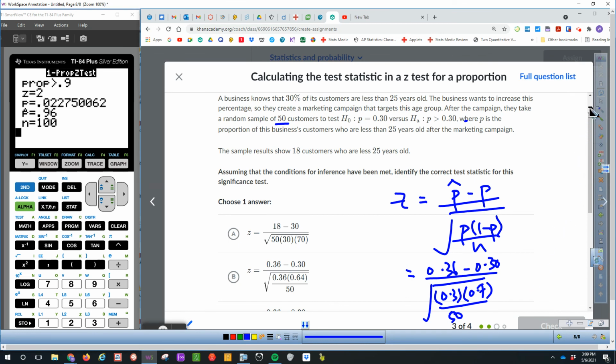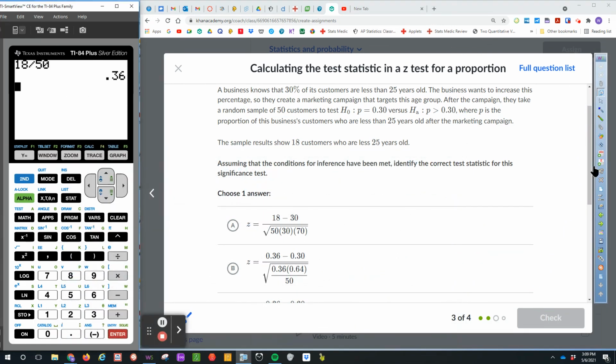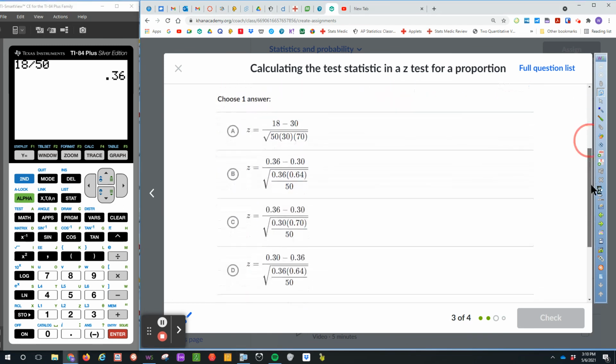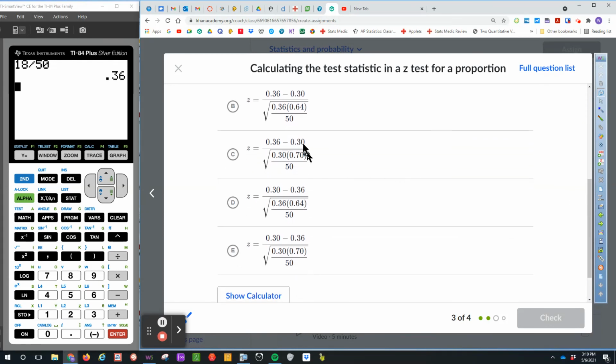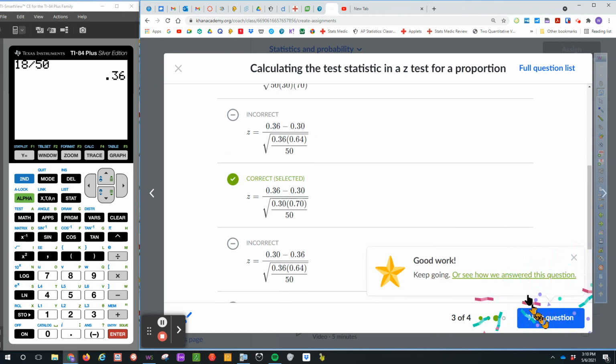Okay, so which one would work? We know it's going to be 0.36 minus 0.3. So 0.36 minus 0.3, okay, divided by the square root of 0.3 times 0.7, right here. This one looks correct. So if you have any questions, just let me know.